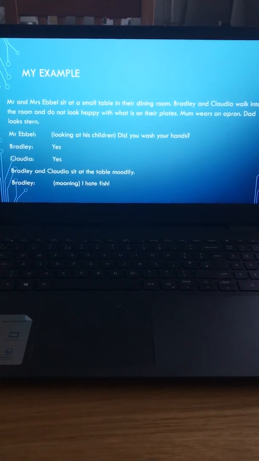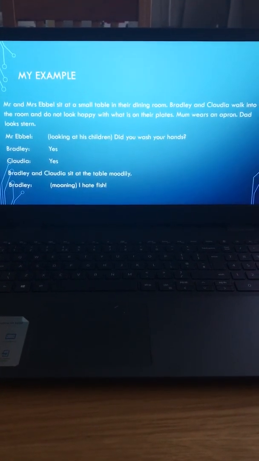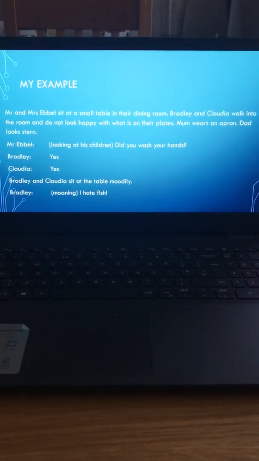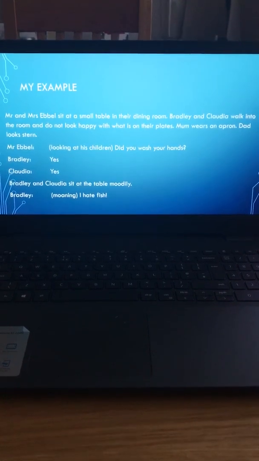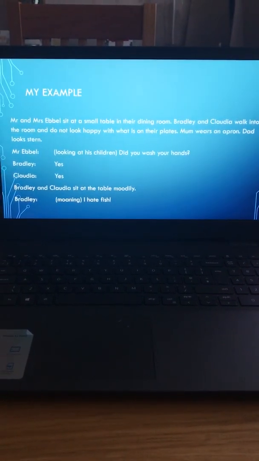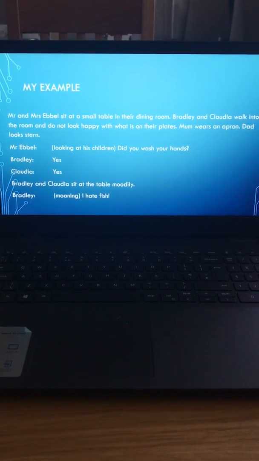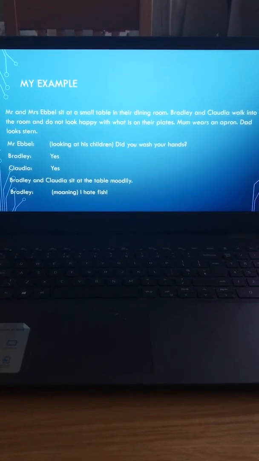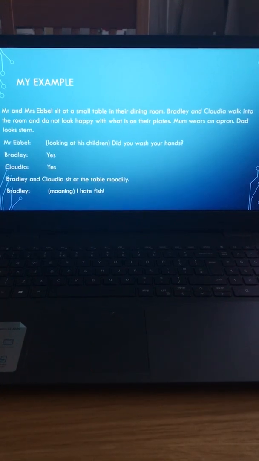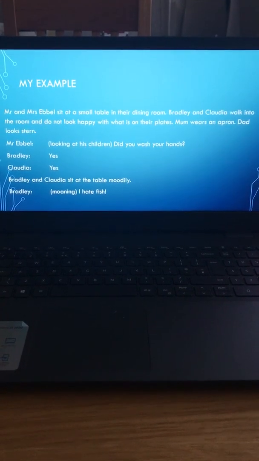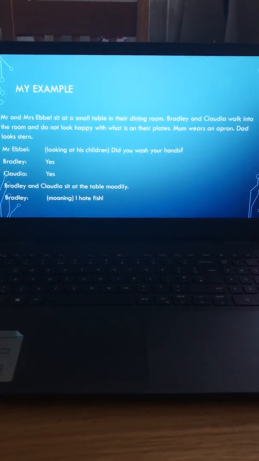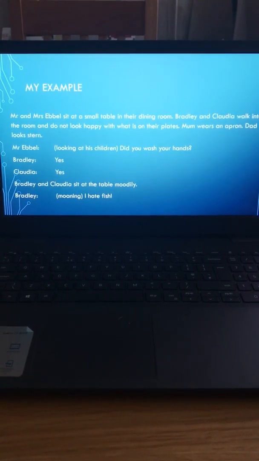Did you wash your hands? Bradley, yes. Claudia, yes. Bradley and Claudia sit at the table moodily. Notice I've got another stage direction there of what they are going to do. I've got it on a brand new line. And then Bradley, and this is said, he is moaning it, so that his voice will be very moany in this. I hate fish.